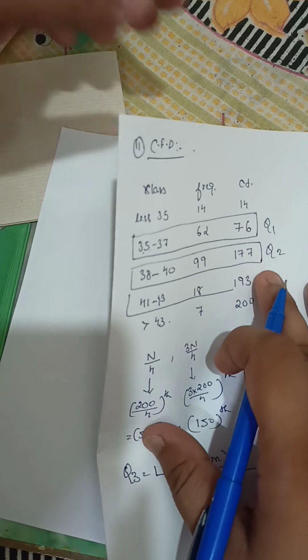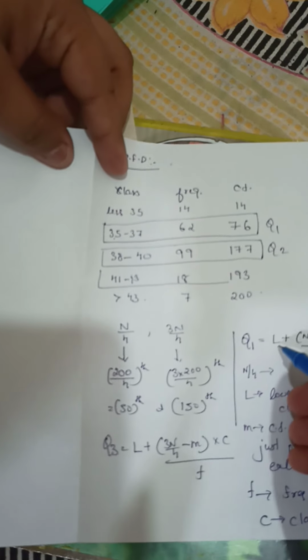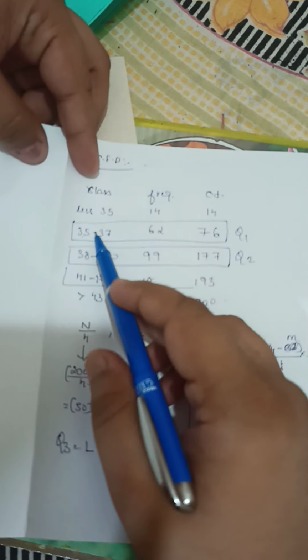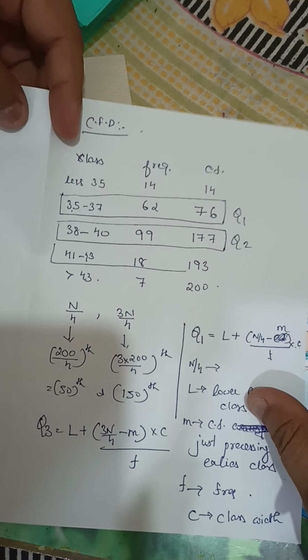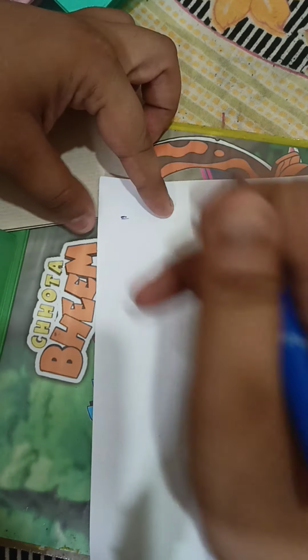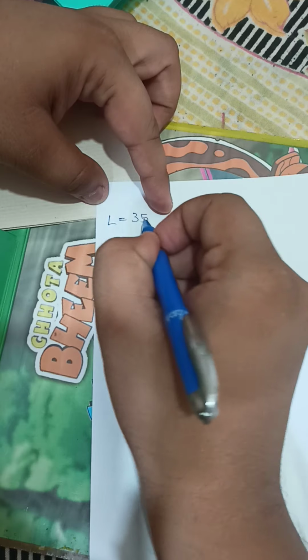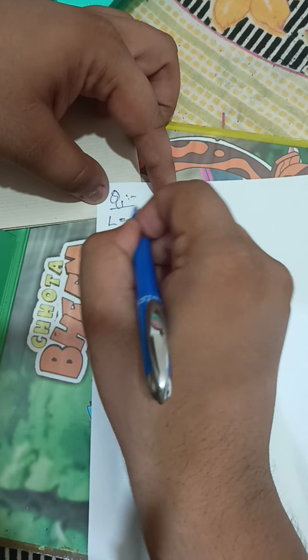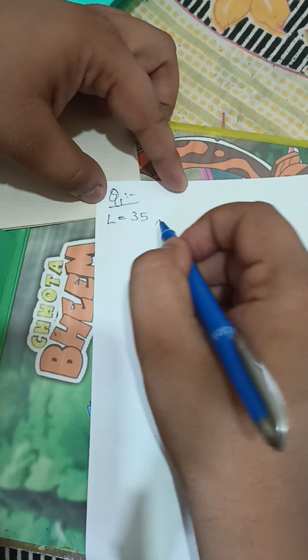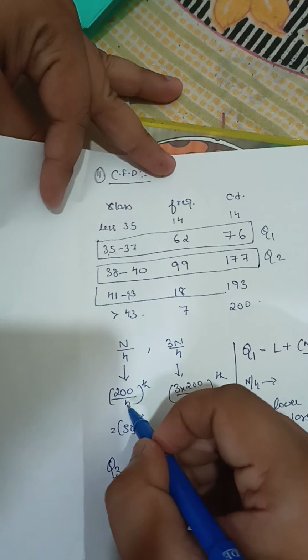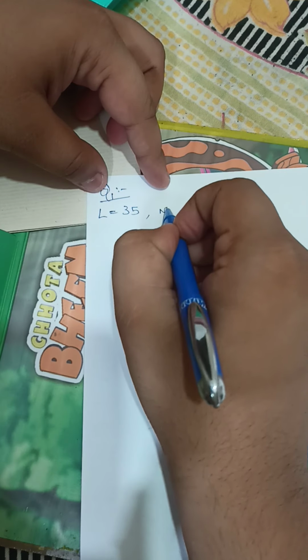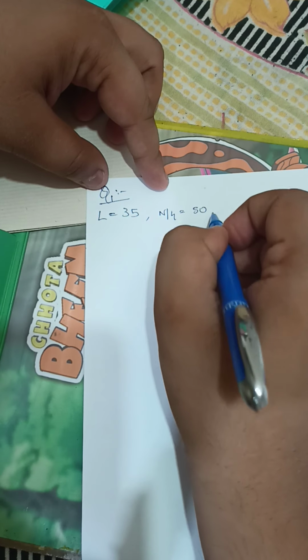So for this particular data set, L is the lower limit of the class, which is clearly 35. L is very much clear, it is 35. So here L equal to 35. For calculation of Q1, L is 35, and we have n by 4 as 200 by 4, which is 50.